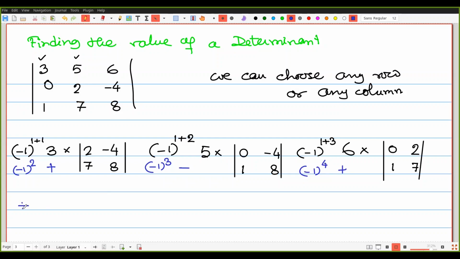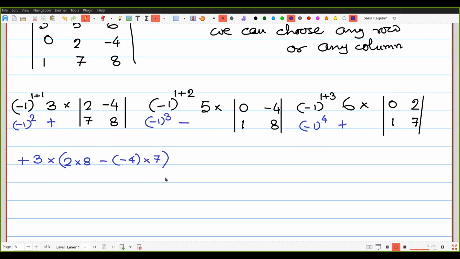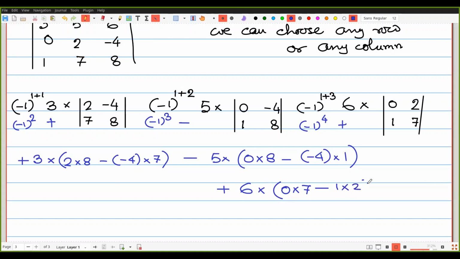So practically that is plus 3 into, at that moment I am finding the value of the 2 cross 2 determinant. So that is 2 into 8 minus of minus 4 into 7. Always be very cautious with the signs. Then the second one is minus 5 into 0 into 8 minus of minus 4 into 1. Then plus 6 into 0 into 7 minus 1 into 2.